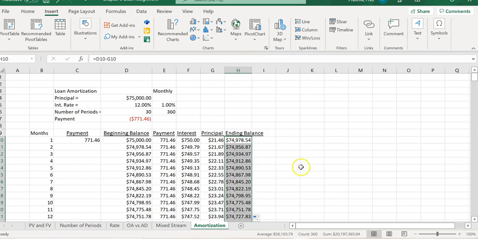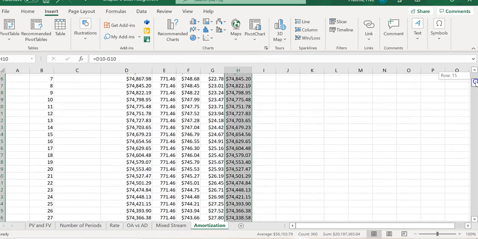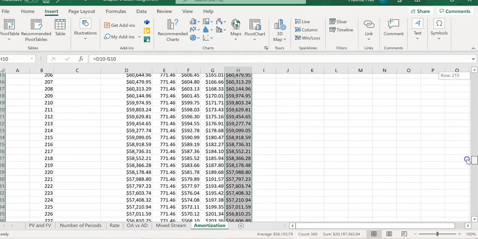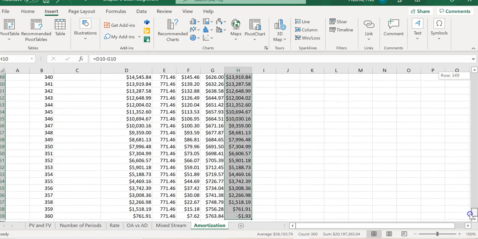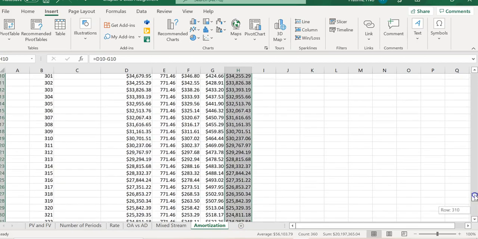So look, everything changed once we changed it, because cross-referencing has been used. And now we can see that at the very end it is really close to zero. It is just because of some approximations. Otherwise it will come out to be zero at the very end, after the total payments that we have made. So that's how this amortization problem works.